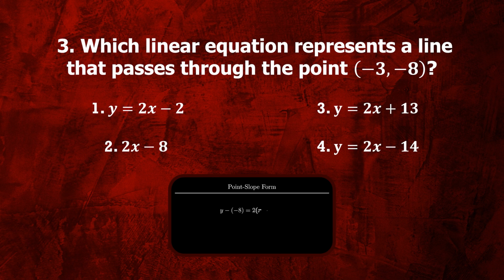We get y minus -8 equals 2 times x minus -3. To simplify this equation, we distribute the 2 and combine like terms. We get y plus 8 equals 2 times x plus 6. Then we subtract 8 from both sides to get y equals 2 times x plus 6 minus 8. Finally, we simplify further to get y equals 2 times x minus 2. That's our answer, which is option 1.